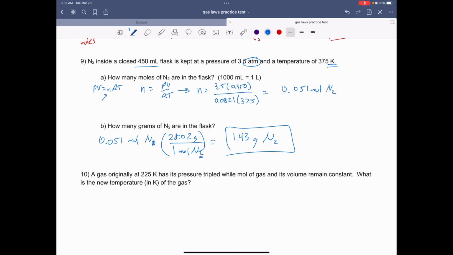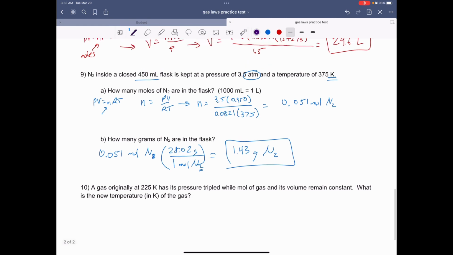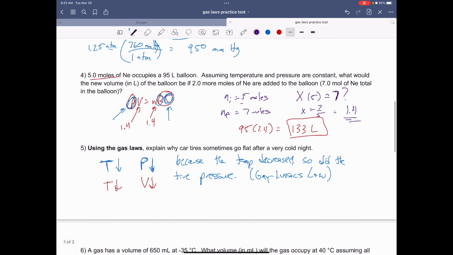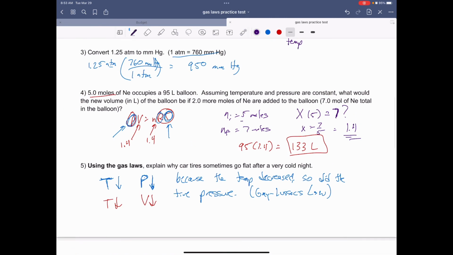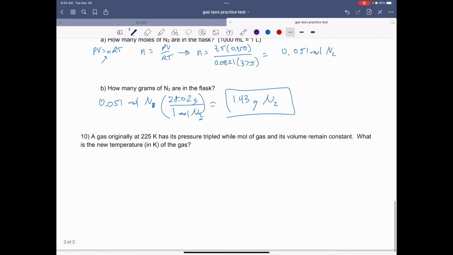All right, last one. A gas originally at 225 degrees Kelvin has its pressure tripled while the moles of gas and the volume remain constant. What is the new temperature of the gas? Okay, this is similar to one of the earlier ones, if I remember, similar to number 4, in that you're keeping a couple of the variables constant, and you're trying to figure out the effect of changing one on the other.